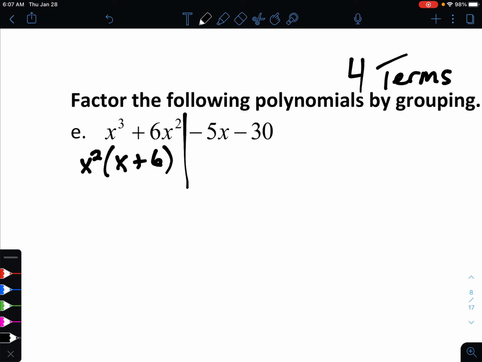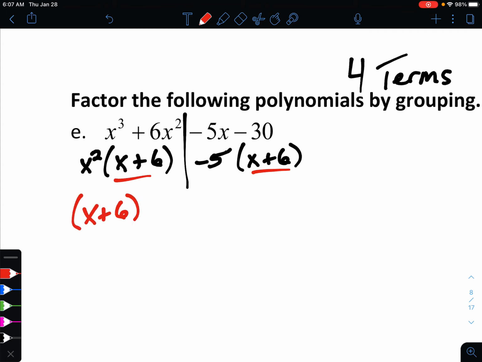For the right side, negative 5x minus 30, our GCF there is 5, and it would probably work best to factor out a negative 5, and that also leaves us with x plus 6 inside the parentheses. So now, the way factoring by grouping works is you want for these 2 parentheses to be the same. And if they are, what we're going to do is factor out an x plus 6 from both of our terms as well. I'm going to go ahead and cross those off to say that we factored it out. And what we're left with is this x squared and this minus 5. That's going to become our second set of parentheses, our second factor.